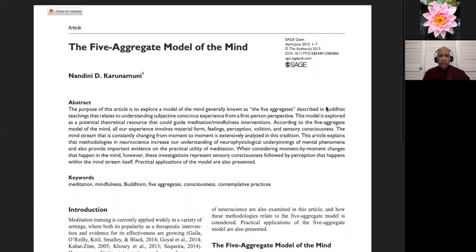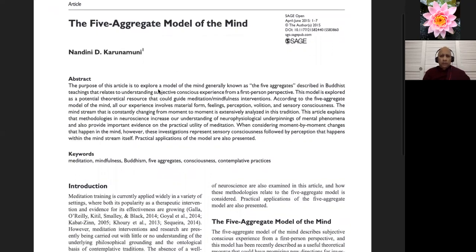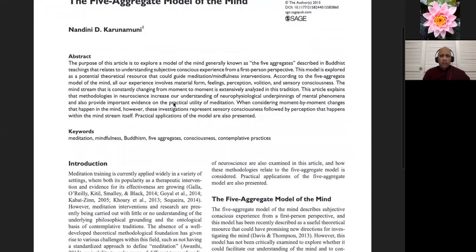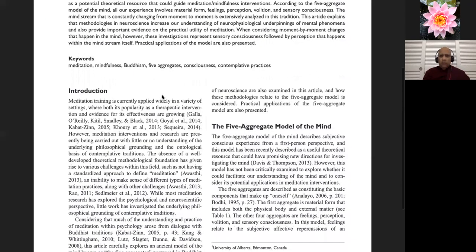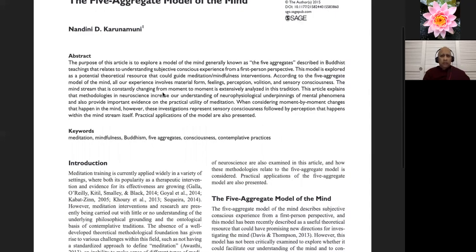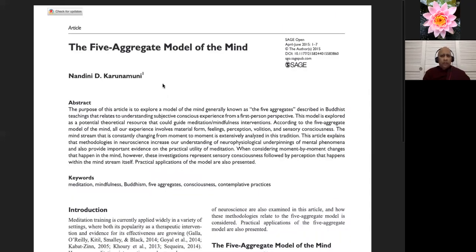Actually, it's more like neurological. It's more like explaining in more scientific terms. This is by one scholar, Nandini Karuna Muni. I thought that you could download lots of literature on the five aggregates from Google, but among them, I like Nandini's description of the five aggregates.